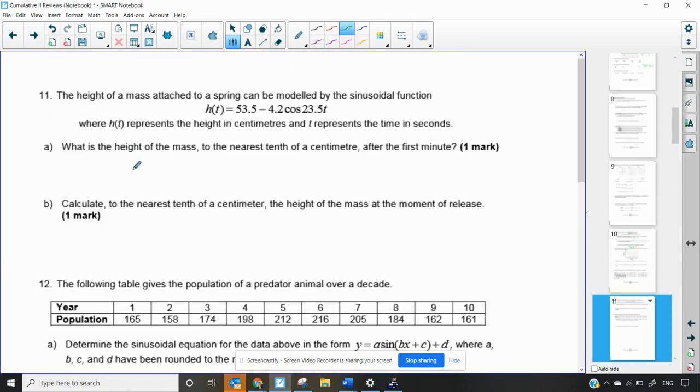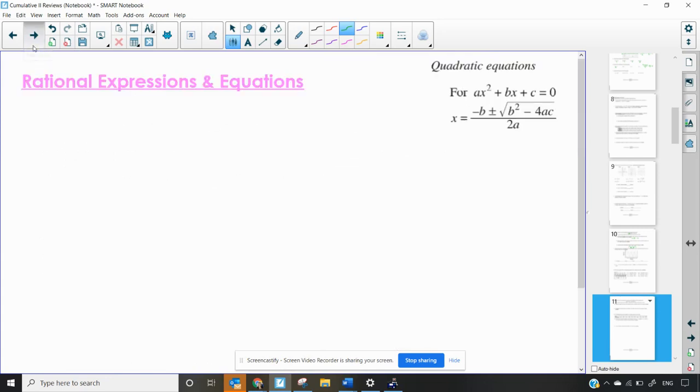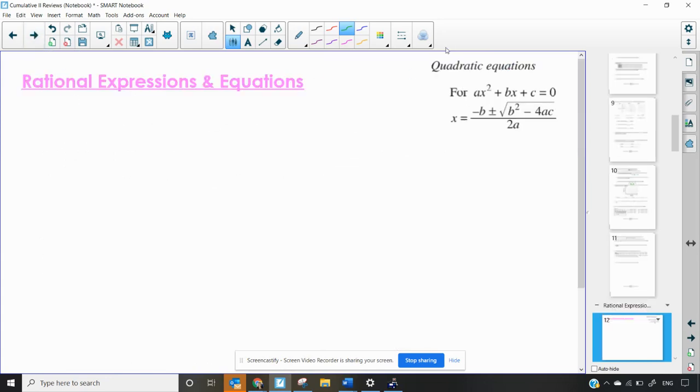All right, so moving on through this, we'll go on to rational expressions and equations. Now with this topic, this was a pink unit. This is one of the tougher topics. We looked at two different things. We looked at solving rational expressions and solving equations. Now the big difference is that an equation has an equal sign.